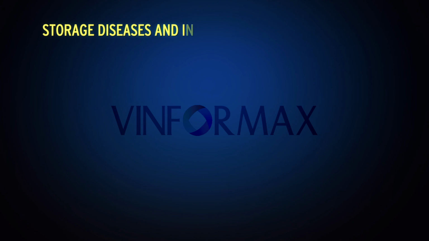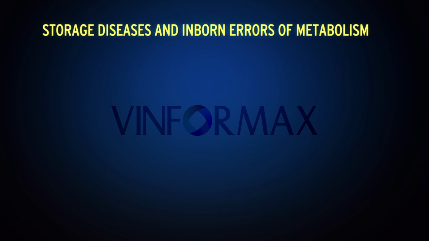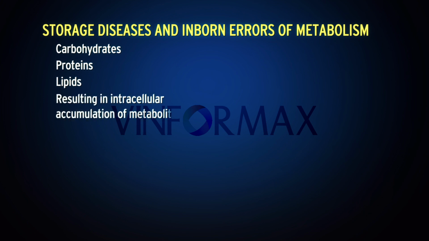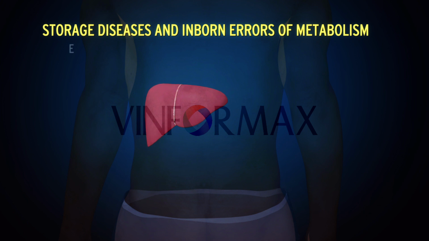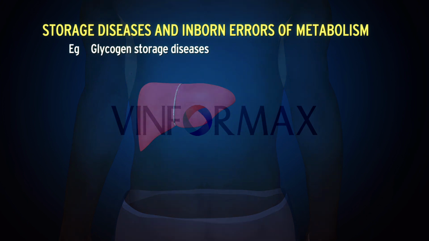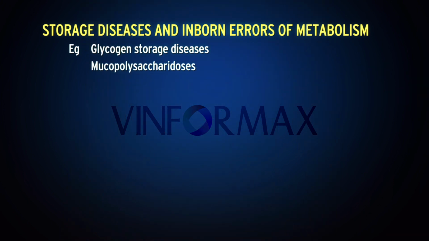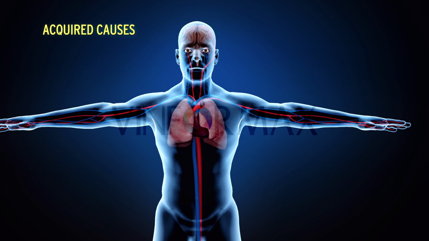Storage diseases and inborn errors of metabolism. They are a group of disorders that occur due to genetic defect in the metabolism of carbohydrates, proteins, and lipids, resulting in intracellular accumulation of metabolites. Example: glycogen storage diseases and mucopolysaccharidosis. Acquired causes may be further classified based on the underlying agent: hypoxia and ischemia.